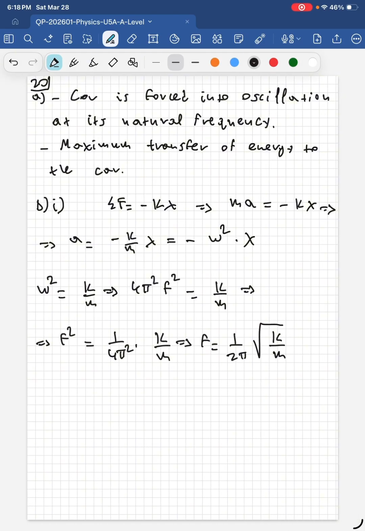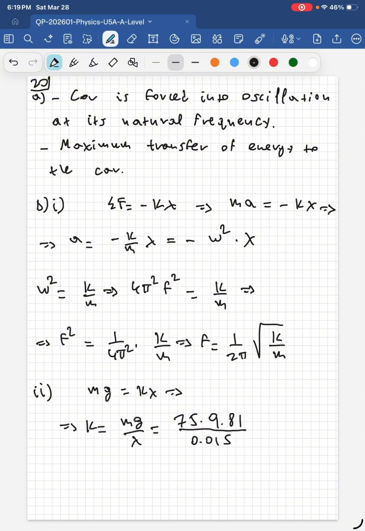Okay, that's quite a lot of information. So let's start with the first piece of information. When a person of mass 75 kilograms steps into the car, the displacement is 1.5 centimeters. So m times g is kx. Therefore, we can calculate k from this information. So k is mg over x, or 75 kilograms times 9.81 over 0.015. Okay, or k is simply 49,050 newtons per meter.